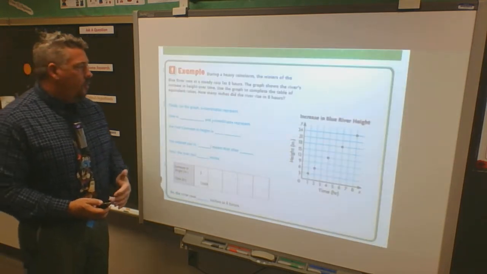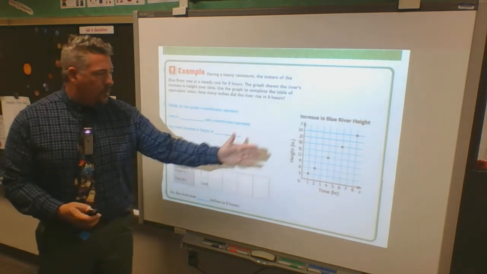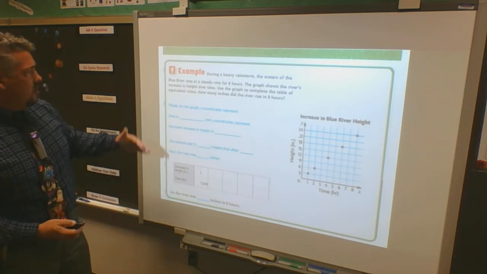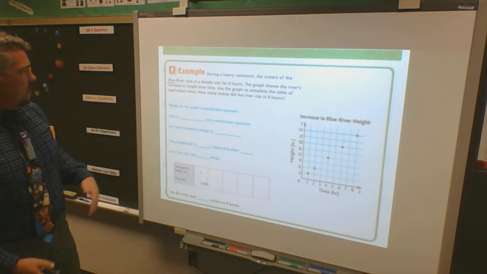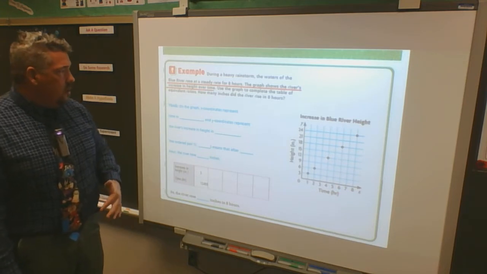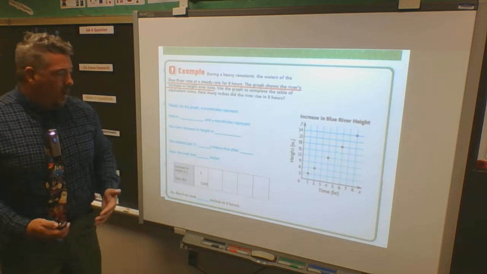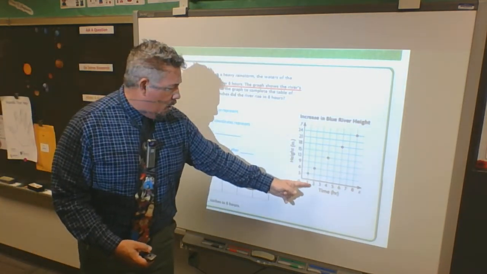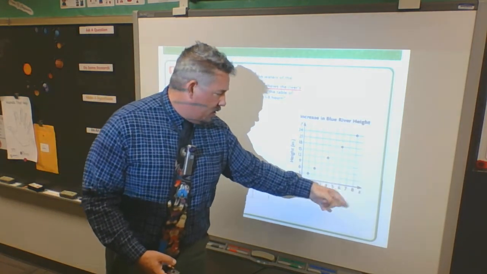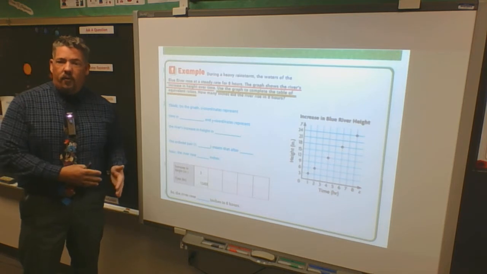Going in a little bit of a reverse order for the next example then, because I'm going to have a plotted chart and I have to figure out what the information is that it's telling me. So it says, during a heavy rainstorm, the waters of the Blue River rose at a steady rate for 8 hours. The graph shows that the river increases in height over time. And we can see for 1 hour, 2 hours, and then we jump to 4 hours, and then we jump to 6 hours, and then we jump to 8 hours. We just have to figure out systematically how everything goes.